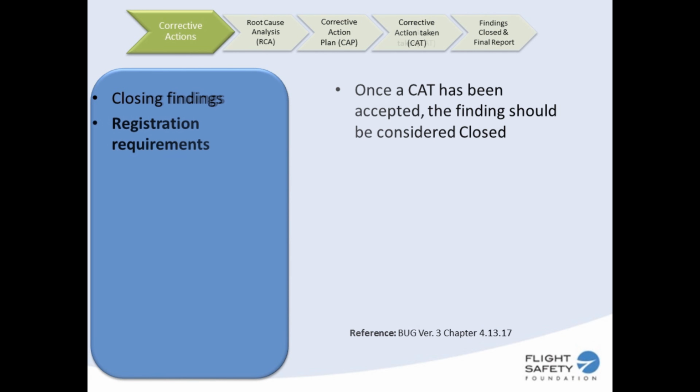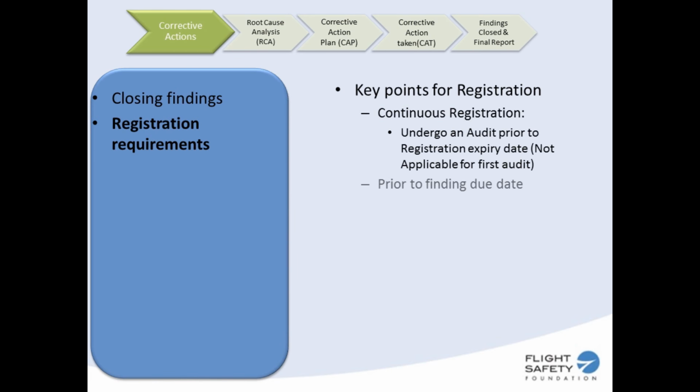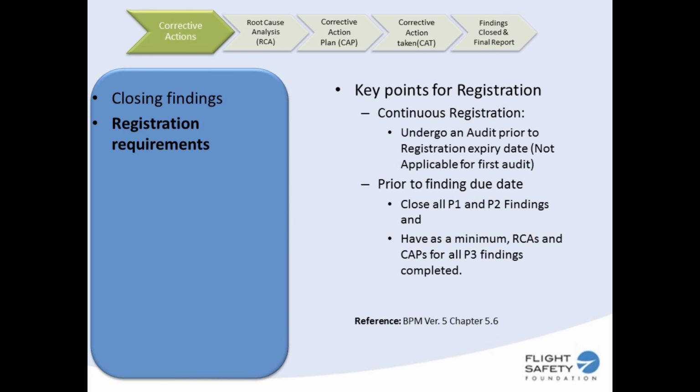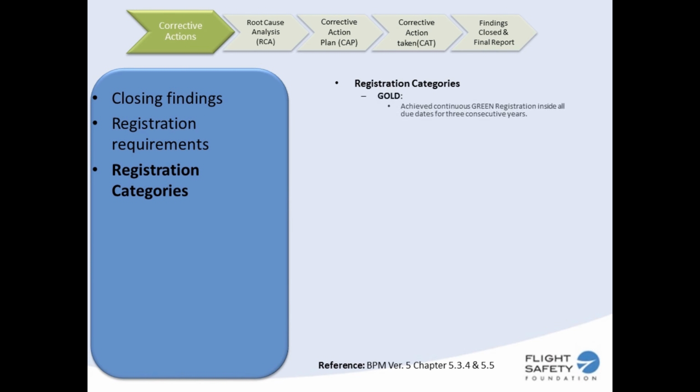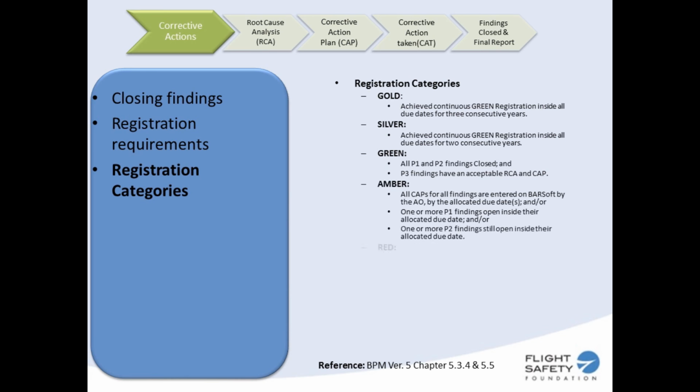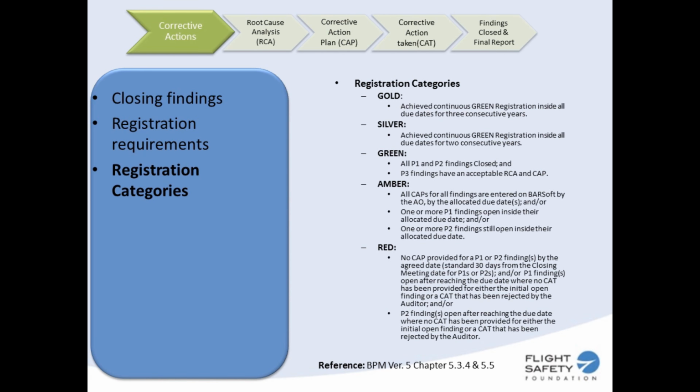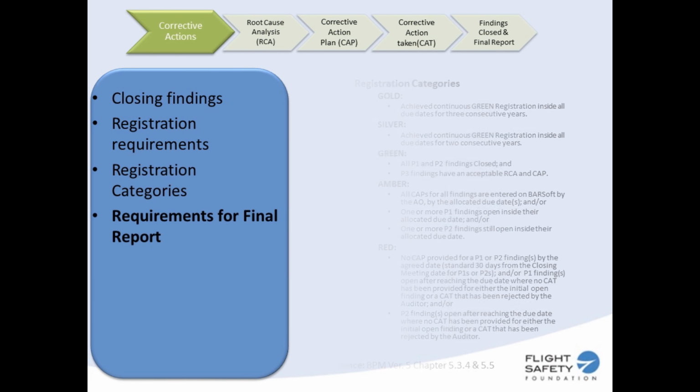To achieve continuous BARS registration, the operator must undergo a renewal audit before the next registration expires, and they must close all P1 and P2 findings within the nominated finding due date. BARS registration has different colour categories to indicate the status of each of the aircraft operators. They can be gold, silver or green for operators who have closed their findings, amber for operators who still have findings in progress. Finally, there is a red category for audits where there is no further work on open findings.